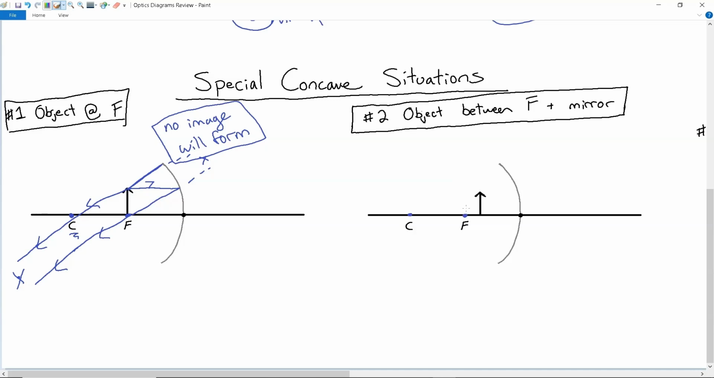So let's try the usual rules. We're going to go parallel. We're going to try and go back to F, but we kind of get stopped by our object, right? It's in the way. So we'll leave that for now. And then I can't go through F again because we're beyond F.